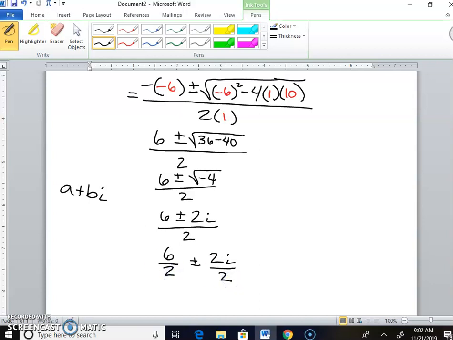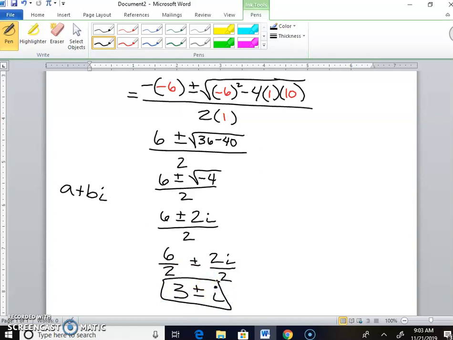Okay? So when this ends up reducing to a, whoops, not a 6. This ends up reducing to a 3, still on the eraser. A 3 plus or minus 2 over 2 would just be 1, so we're just going to have 1i. And that's what our final answer is.